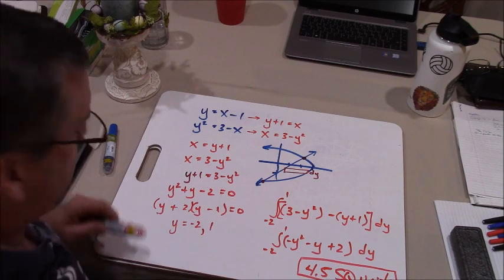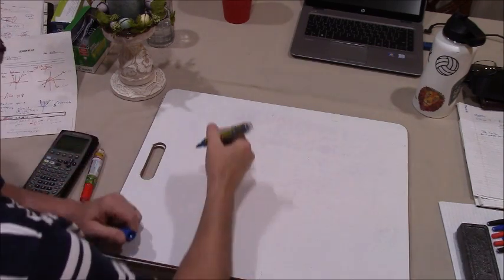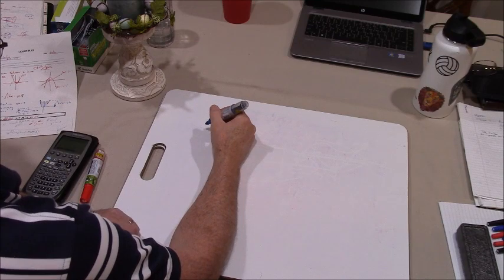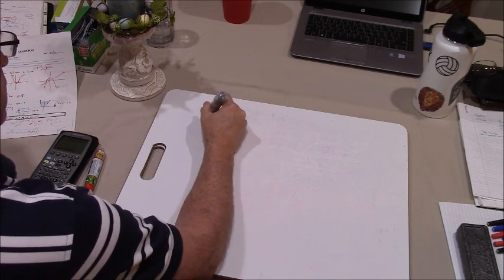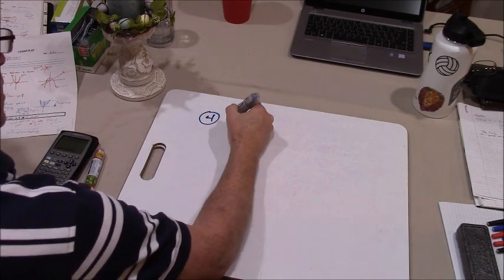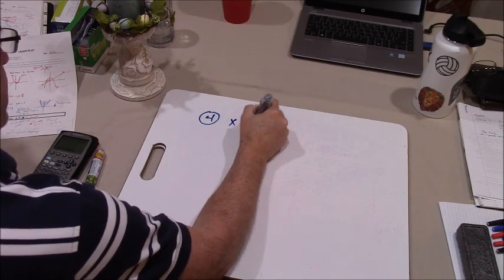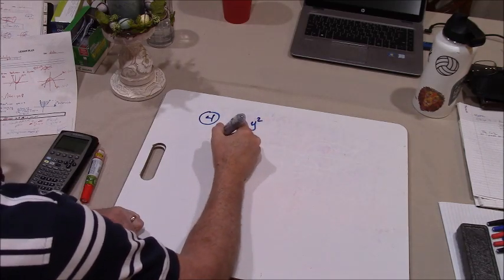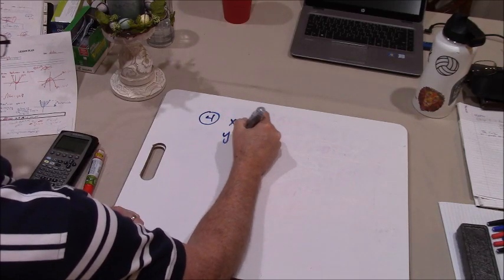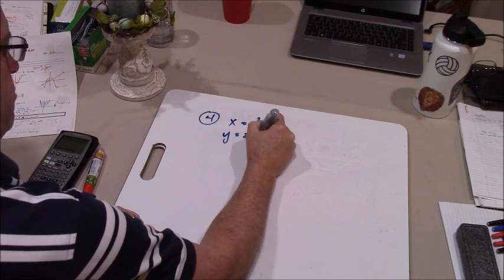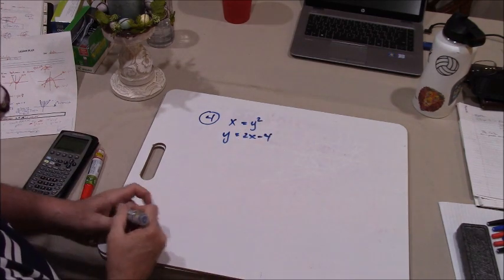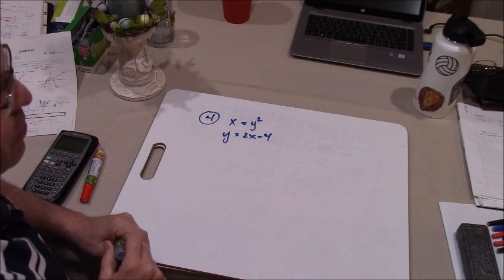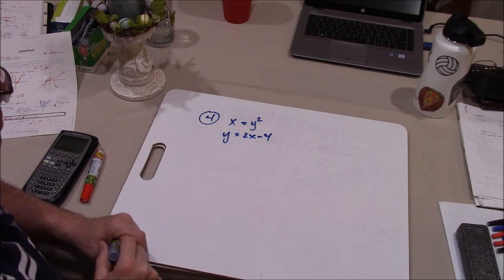Let me get you guys one like this to try. All right, let's try this one. I think I'm on number 4. This time I've got x equals y squared and y equals 2x minus 4. We want to find the area between these two curves.